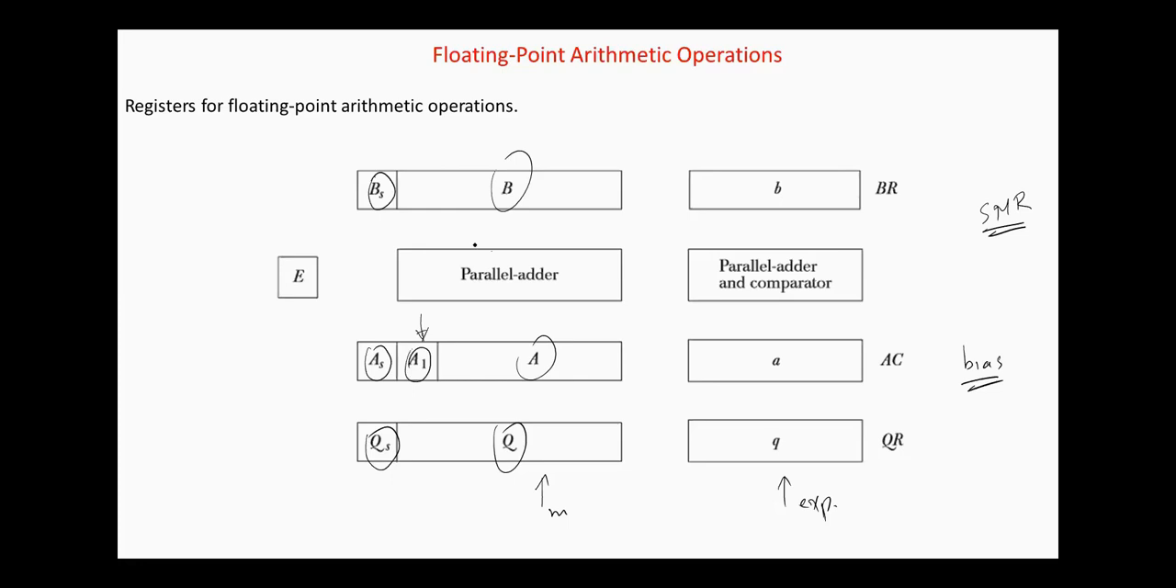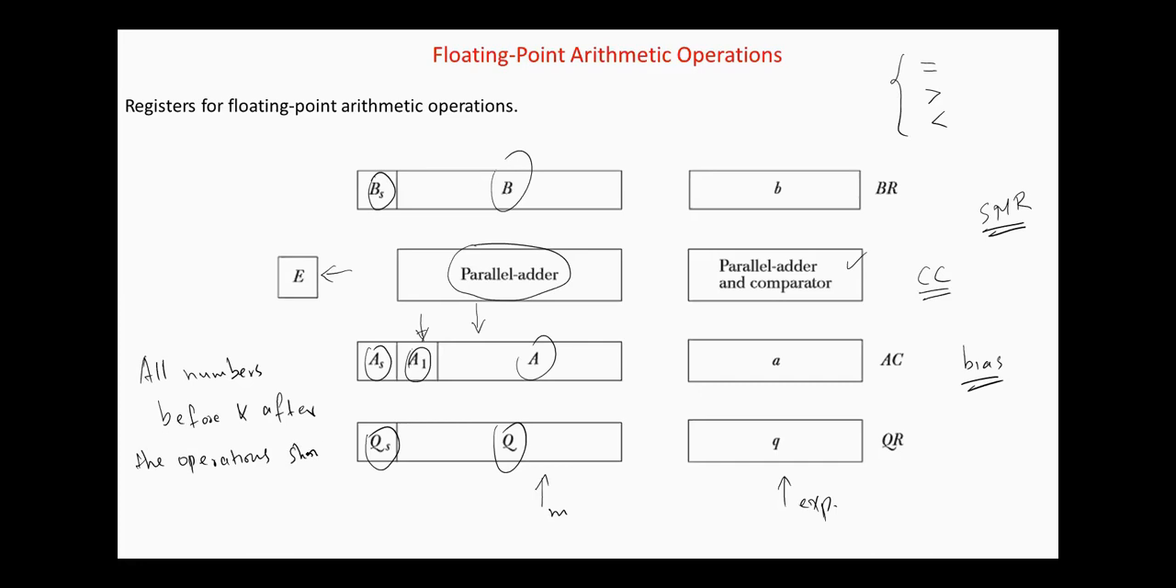A parallel adder is used to add the mantissas and transfer the result to the accumulator and the carry to the flip-flop. A separate parallel adder is used for the exponents. The exponents are also connected to a compare circuit or magnitude comparator that provides 3 outputs: equal, greater than, or less than. All numbers before and after the operations should be normalized.